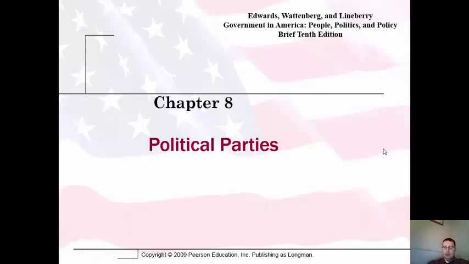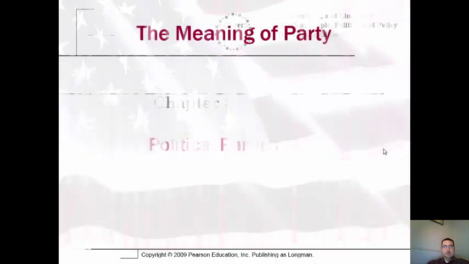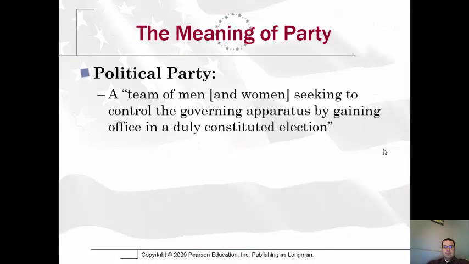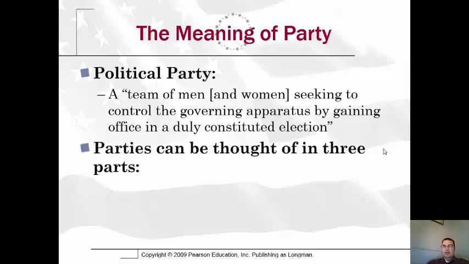Okay, we're talking about political parties today for this unit. So what is a political party? Well, it's a team of men and women seeking to control the governmental apparatus by gaining office in a duly constituted election. So you associate it with one organization or another, indicating that you agree with their platform and their policies, and that helps voters identify more quickly whether they would agree with you. Because if each person didn't have a party label, it might be hard to identify them. It also provides economic and other kinds of support.